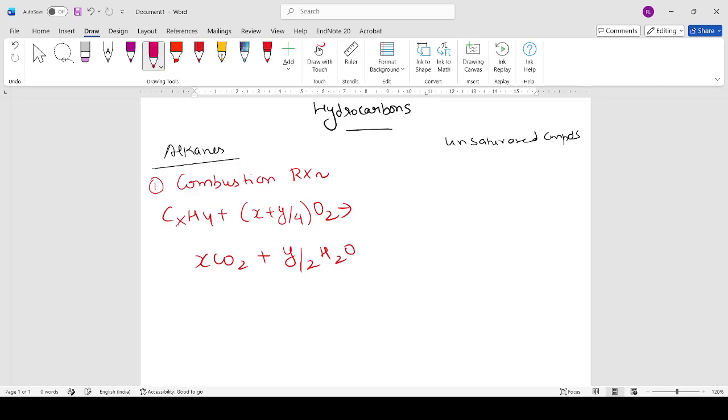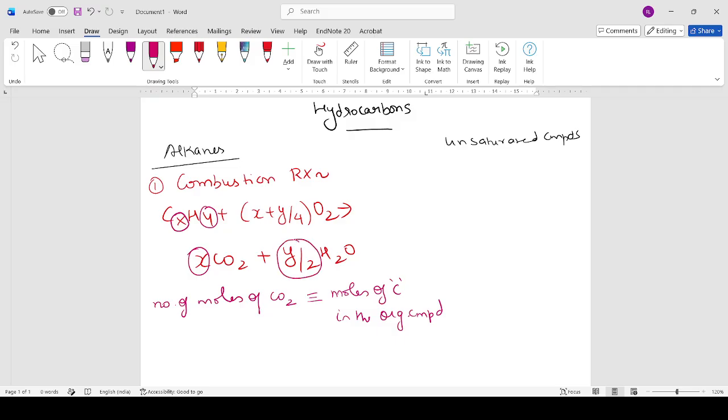Now you can see this x moles of C is becoming x moles of CO2. So the number of moles of CO2 that you obtain after combustion corresponds to the moles of carbon in the organic compound. Similarly, you can see y moles of hydrogen is getting converted into y/2 moles of water, right? So I can understand this water, which is having hydrogen, is only from this hydrogen here.